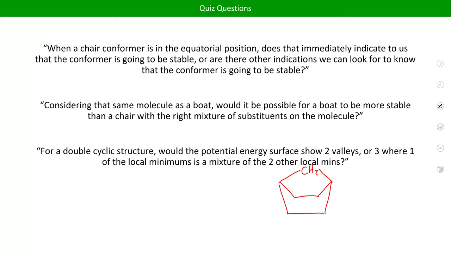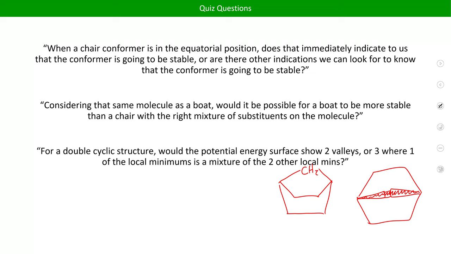We would normally draw this something like that, but there are other ways of drawing bicyclic structures. This just doesn't show the boat so much, but that's what it would look like from above, right? Yeah. And that's a good segue into this next question, I guess.